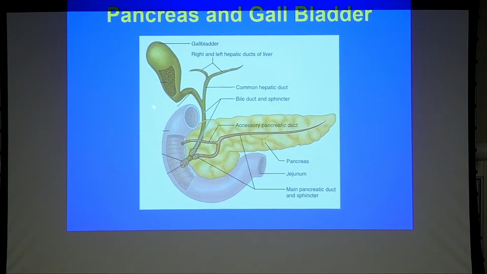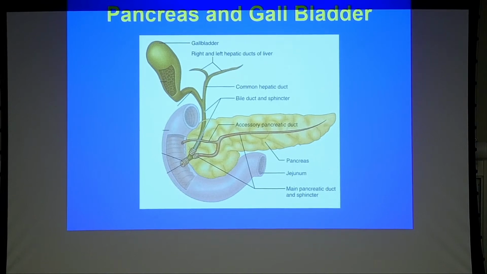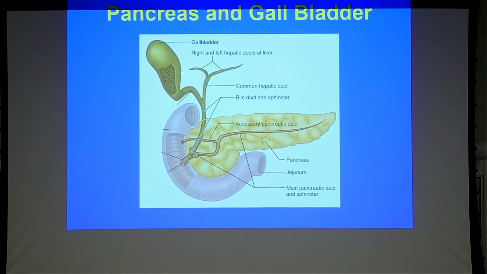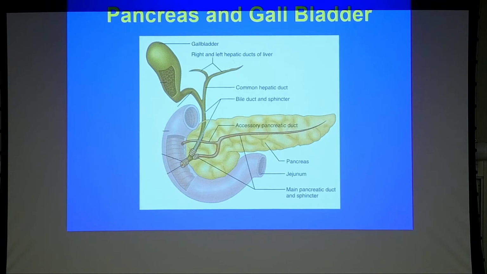This structure up here is the gallbladder. It's simply a storage device, where the bile salts and bile acids generated by the hepatocytes are stored. You may remember the term cholecystokinin.